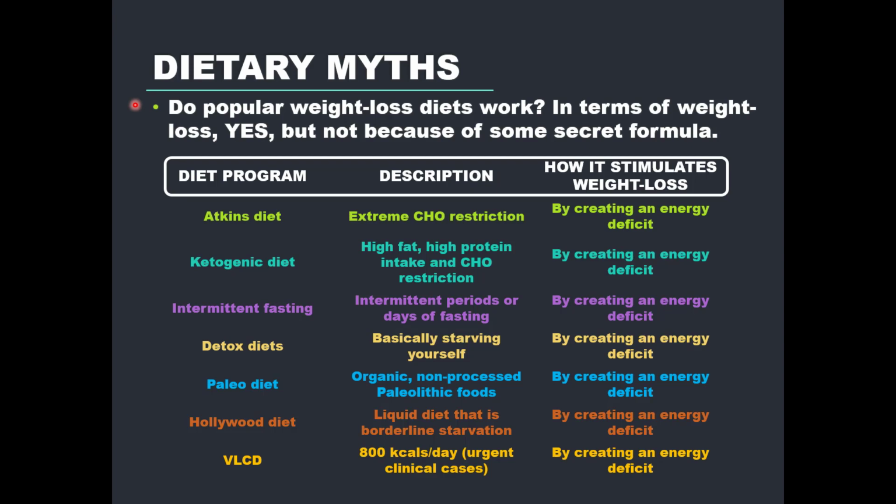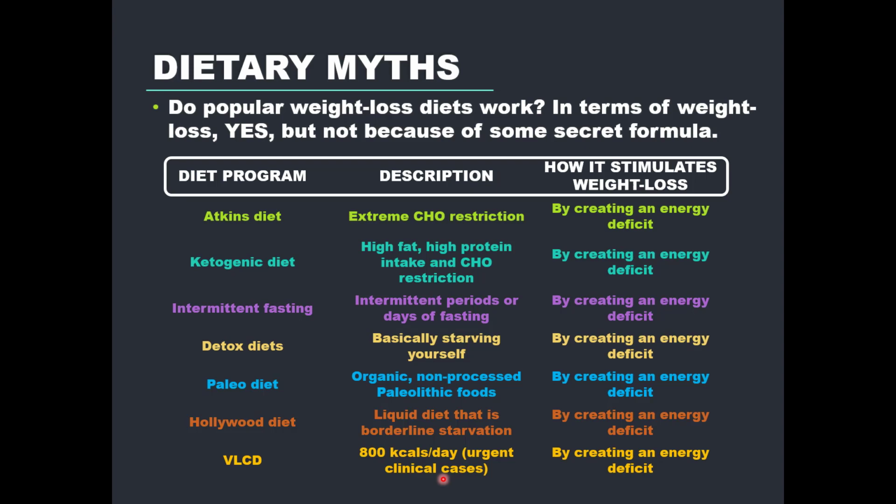Here are descriptions of each diet. The Atkins diet is extreme carbohydrate restriction. Ketogenic diet, high fat, high protein intake and carbohydrate restriction. Intermittent fasting, intermittent periods or days of fasting. Detox diets, basically starving yourself. Paleo diet, organic, non-processed Paleolithic foods with low caloric density. Hollywood diet, liquid diet that is borderline starvation. Very low calorie diet system, which is usually medically administered. This is 800 kcals per day. This is really meant for urgent clinical cases of obesity.